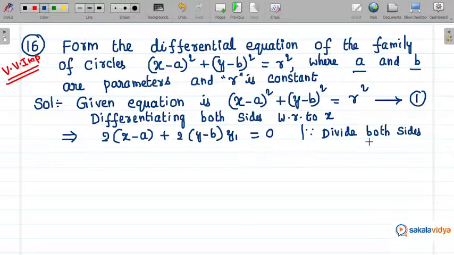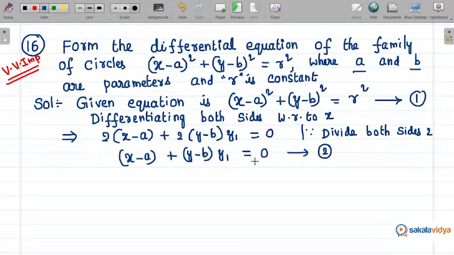So having divided both sides by 2, what do we get now here? x minus a plus y minus b times y1 equal to 0. Say this is equation 2. Okay, so now again differentiate both sides with respect to x, because here we have two arbitrary constants.